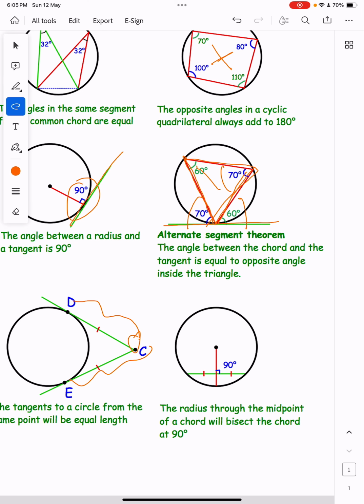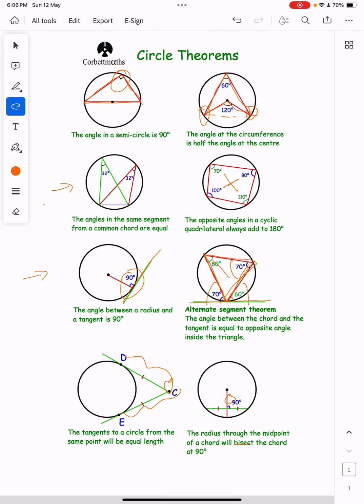And finally, the radius through the midpoint of a chord will bisect a chord. Bisect means to cut it in half. So if you have a radius that is going through the midpoint of a chord, so it's not just a radius passing through a chord, it has to be the midpoint of a chord, then that radius is going to be bisecting the chord at 90 degrees. So you're going to have a 90-degree angle there.